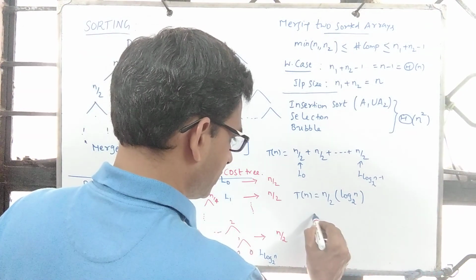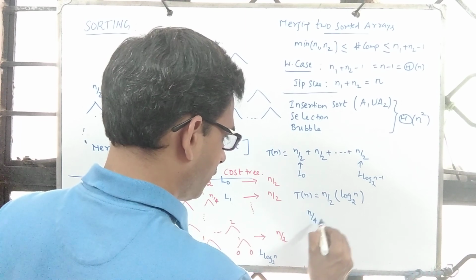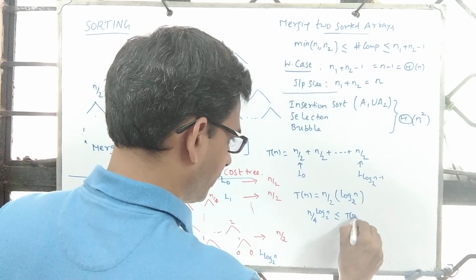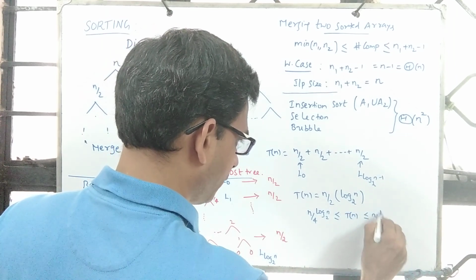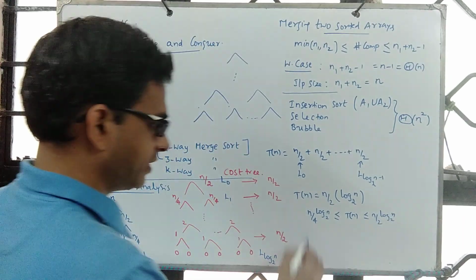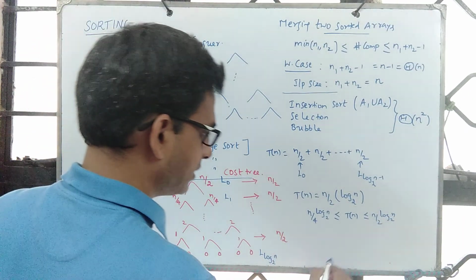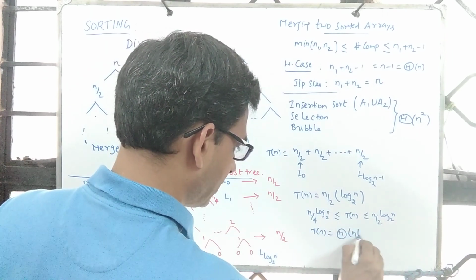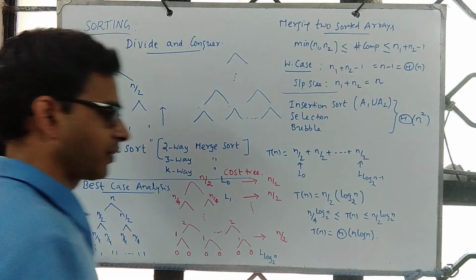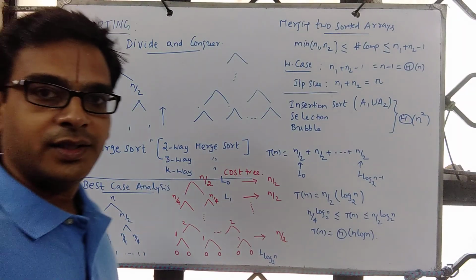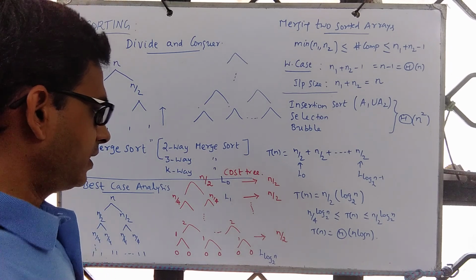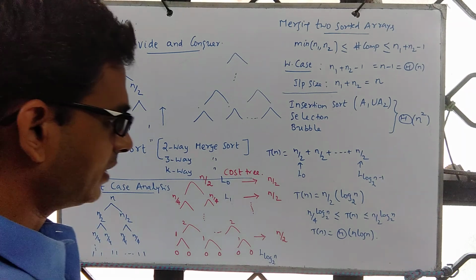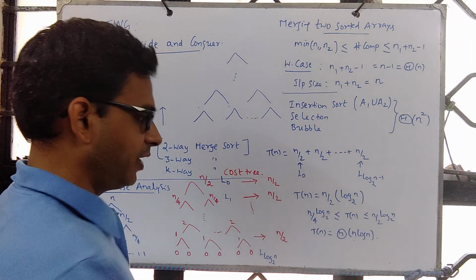And this is between n by 4 log n base 2, which is less than or equal to T of n, which is less than or equal to n by 2 log n base 2. My c1 is 1 by 4, c2 is this, which means the solution to the recurrence is theta of n log n. Is this fine? So it turns out that merge sort in the best case incurs theta of n log n time.